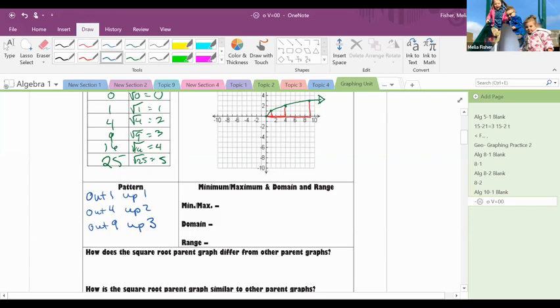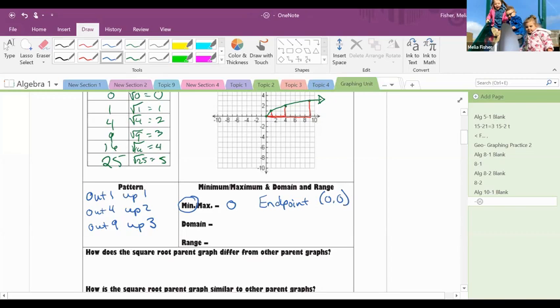On this particular graph, we have a minimum value, and that minimum value is 0. Our end point, we do not have a vertex because we don't have two sides, right? So there's not two sides coming together. So we don't have a vertex. Instead, we have an end point at 0, 0.